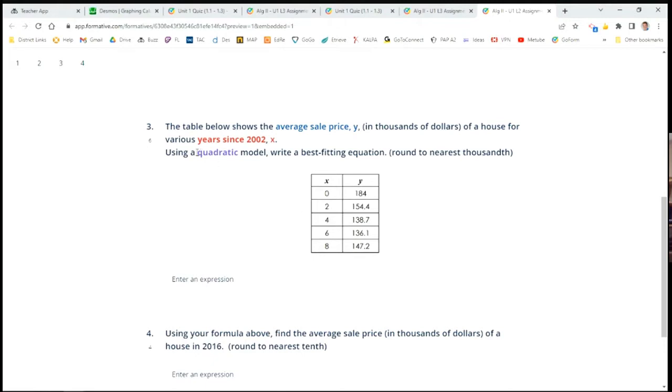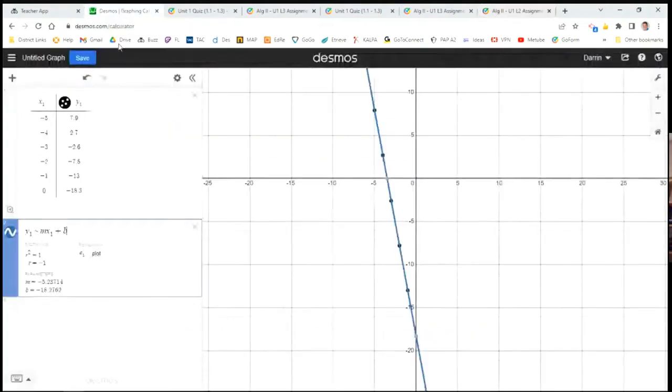But this says use a quadratic model. It tells you right here in the question to use a quadratic model. And yet some of you tried to use something different. You wrote an equation for a different type of model. So for this, you'd want to go to Desmos again, and you'd want to change this data. You want to make a new table, get rid of that table, close it out, and make a new table with the new data. And then you'd want to change this to be a quadratic model.